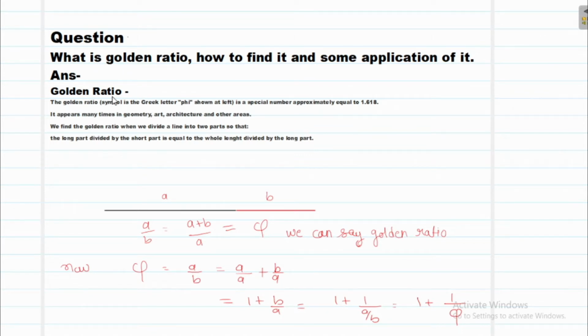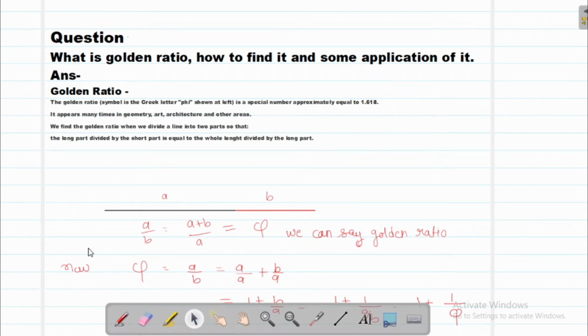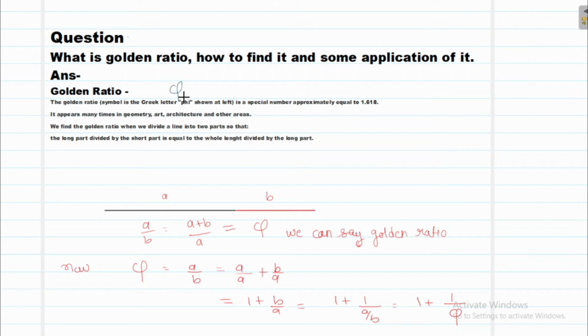The golden ratio's symbol is the Greek letter phi. We denote it by this special symbol. It is called phi, and the value of phi is 1.618. So this is the value of phi, 1.618. It appears many times in geometry.